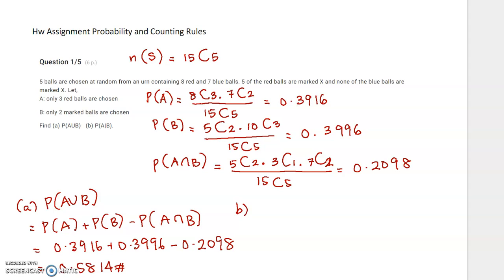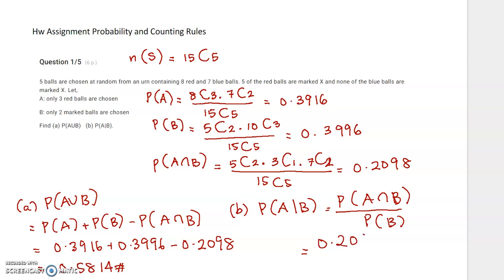And then for part B, since we have already collected all the necessary probabilities, we use the conditional formula. P(A and B) over the probability of B. We have calculated A and B here, so just plug in the values, over 0.3996. So the answer is 0.5250. That is for question number 1.